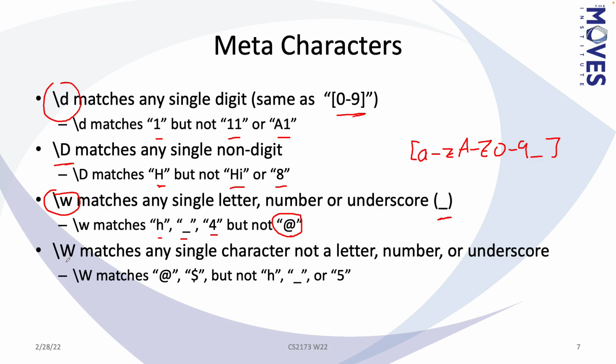And to negate that, you make it capital. So \W will match any single character that's not a letter, a number, or an underscore. So \W will match at, it'll match a $, but it won't match h, underscore, or 5 because it says do not match something that's a letter, a number, or an underscore.